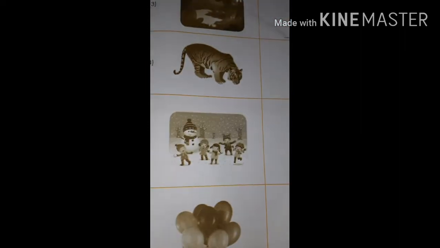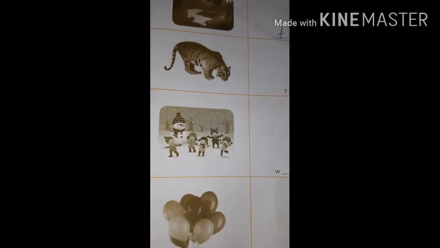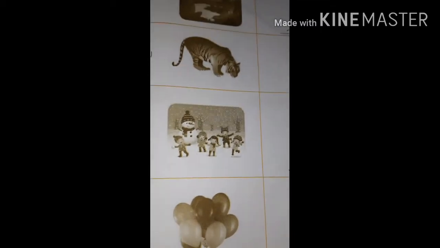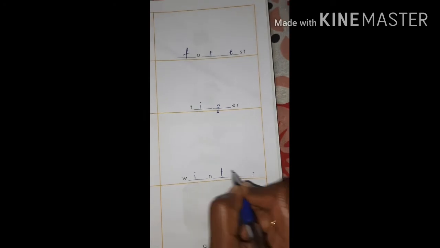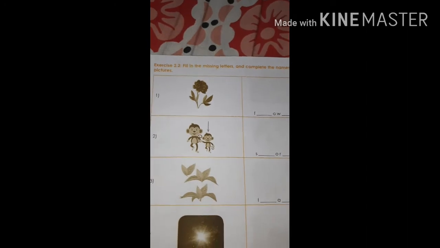Next picture. It is tiger. T-I-G-E-R. Next picture, the children are wearing winter dress, winter sweater. So what is it? Which weather is this? Which climate? It is winter season. W-I-N-T-E-R. Now here, balloons. We use balloons to decorate our home, for a party. So balloons. B-A-L-L-O-O-N-S. Balloons.